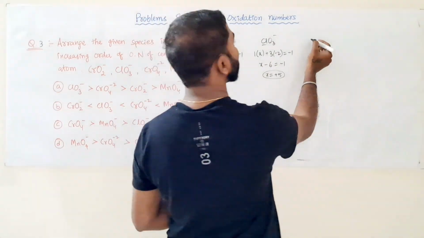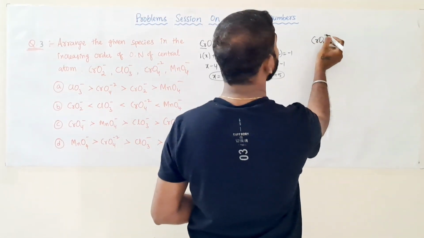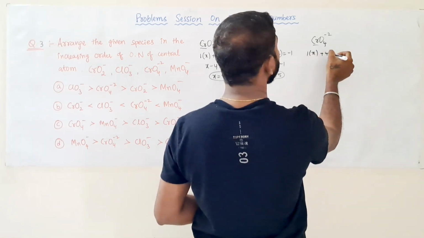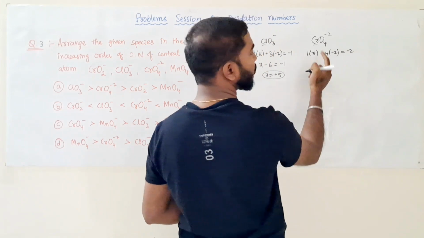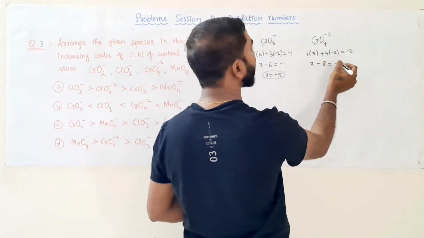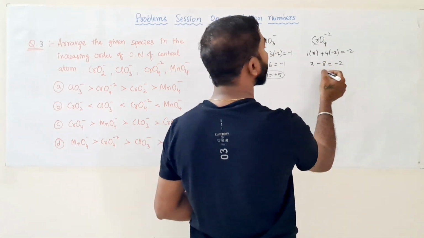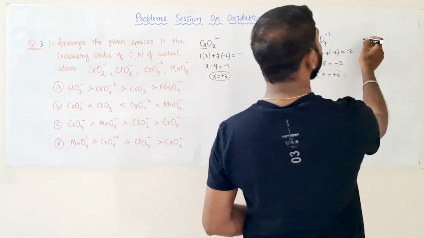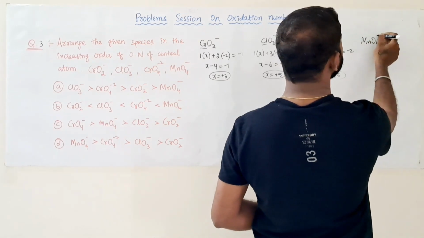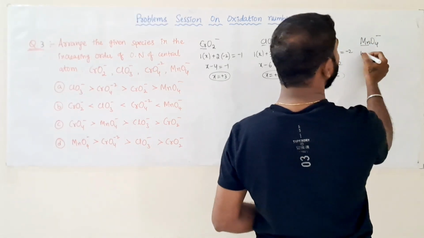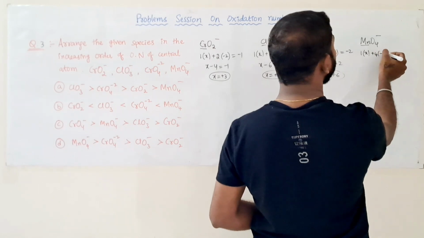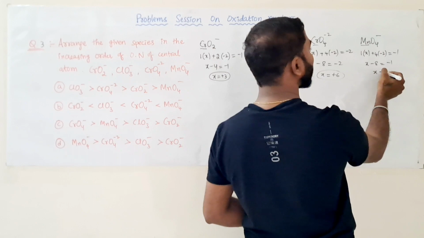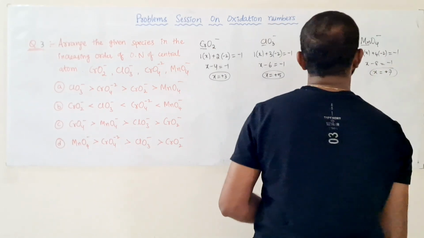And then similarly let us take the third one, that is the chromate ion, CrO4 2 minus. So again 1 into X plus 4 into minus 2 is equal to minus 2. Then X minus 8 equals minus 2, so the X value is going to come out as plus 6. Then similarly let us take the permanganate ion, that is MnO4 minus. Manganese is the central atom. So 1 into X plus 4 into minus 2 is equal to minus 1. X minus 8 equals minus 1, then the X value is going to come out as plus 7.